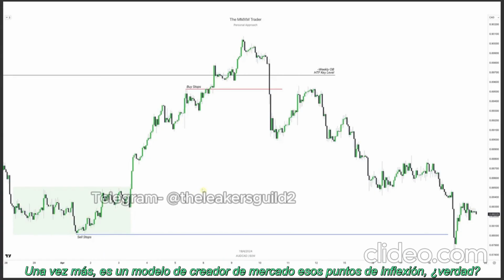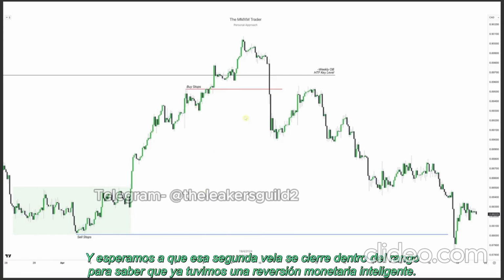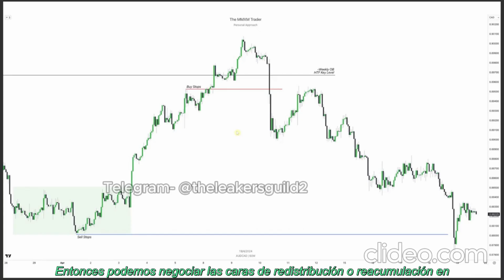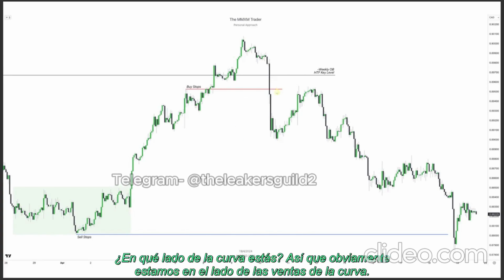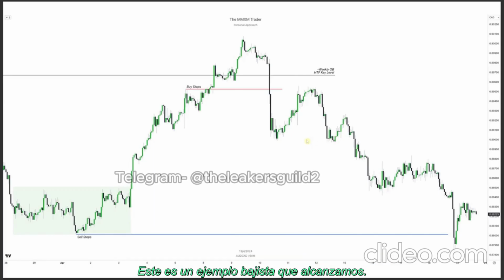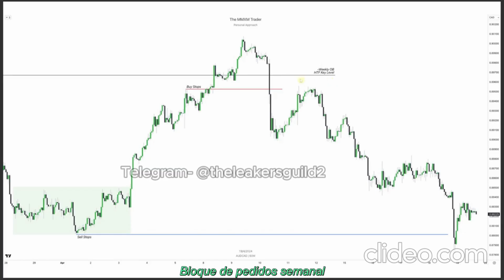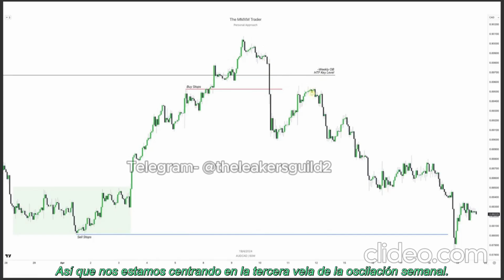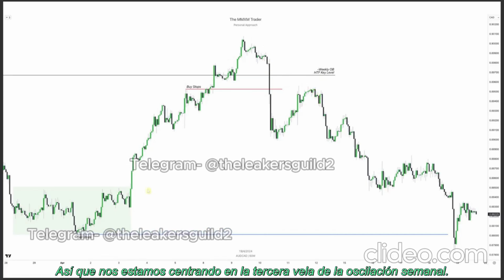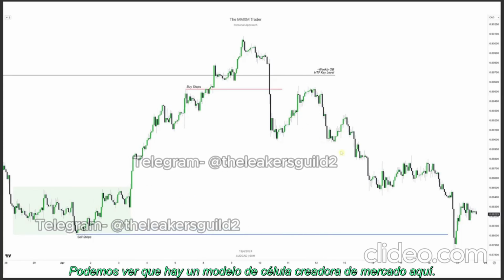Again, it is a market maker model, those swing points, right? And we wait for that second candle to close inside the range, so we know we had a smart money reversal already, so we can trade the redistribution or the reaccumulation phases depending on what side of the curve you are on. So we're on the sell side of the curve, obviously. This is a bearish example. We hit that high time frame key level, right? That weekly order block. Buy stops have been purged, so we're focusing on the third candle of the weekly swing. We can see there's a market maker sell model going on over here.